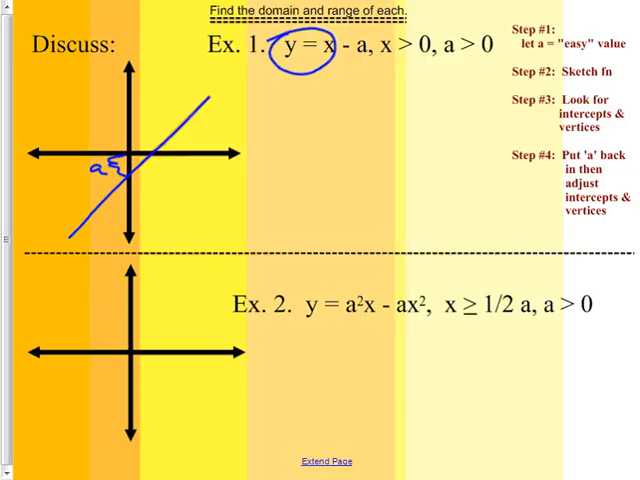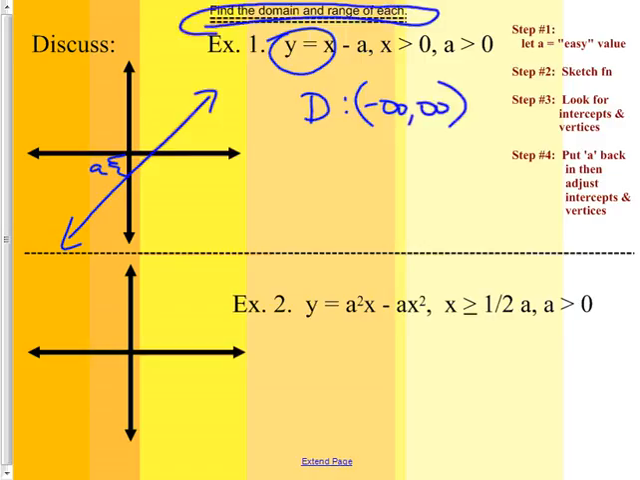Now, I got to be careful as I write this out. My domain is still negative infinity to positive infinity. That's the whole point. Find the domain and range. The range, you might even want to write out what it used to be. The range used to be negative infinity to positive infinity. And then you say to yourself, by moving it down A, did that change my range at all? No, it really didn't. So I don't have to change my domain and range. Yay.